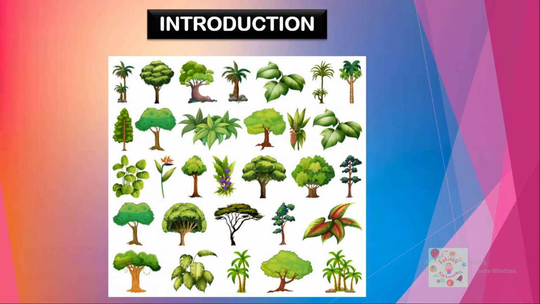Moving on to the introduction part. If you look around and observe around you, you will observe a lot of variation. A variety of plants exist around us. Some are tall, some are short, and some are medium in height. Variation exists in terms of size, shape, and color of leaves also.